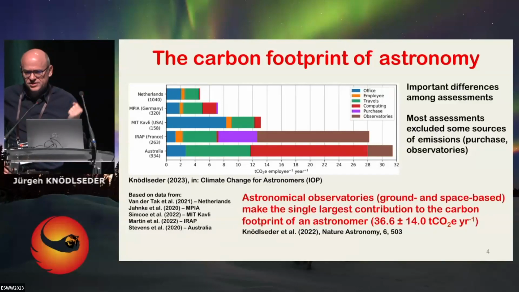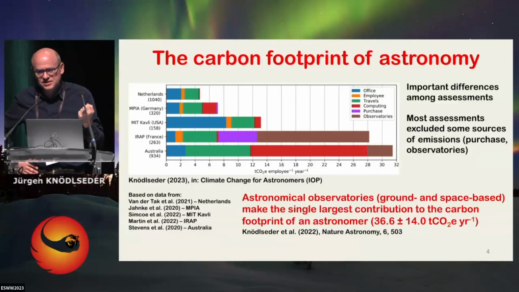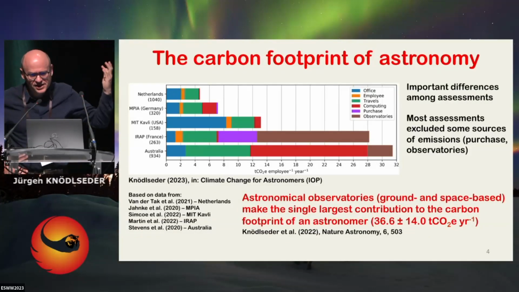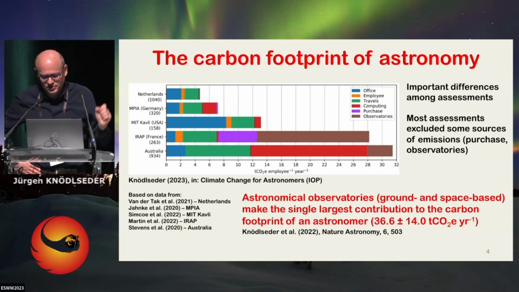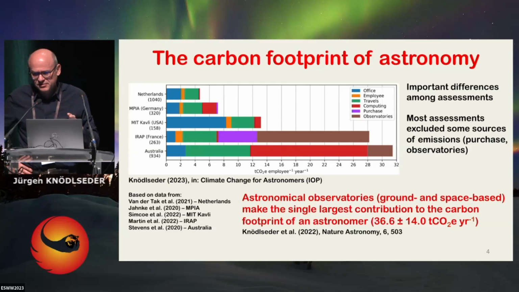One reason for these differences is the carbon intensity. That's, for example, true in Australia. They use coal for generating electricity, and this explains why computing, for example, the red bar, is so important. But another reason why there are so huge differences is that not everyone used standard methodology to make the assessments.